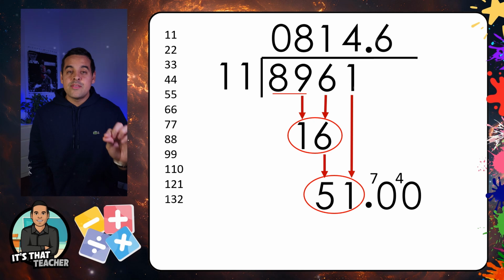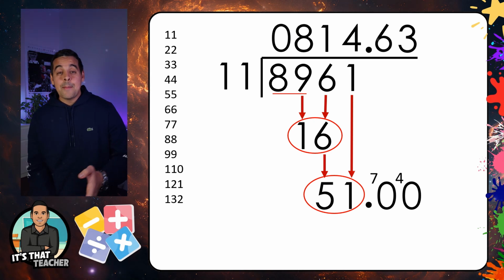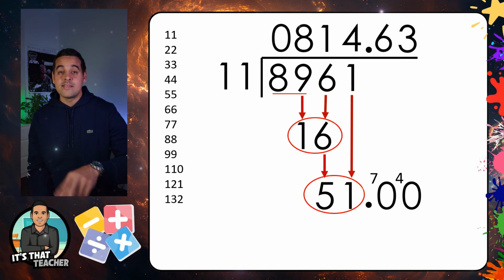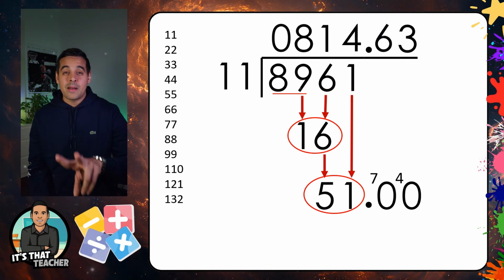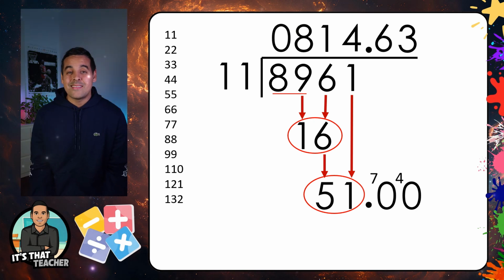Finally, how many 11s can fit evenly into 40? That answer would be 3. And we're gonna cap it there. Like I said, 2 decimal points. Sorry, excuse me. 2 decimal places is more than enough. So the answer would be 814.63.